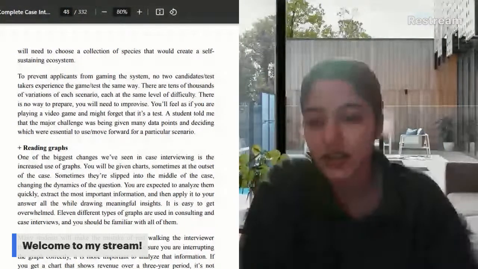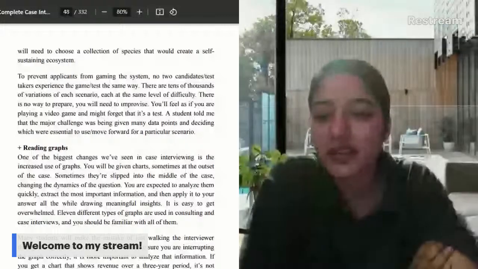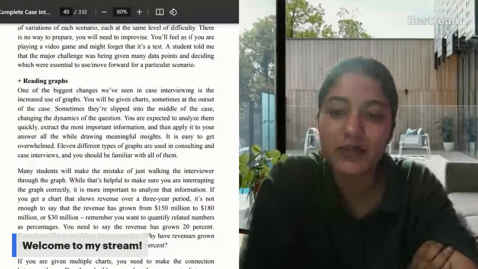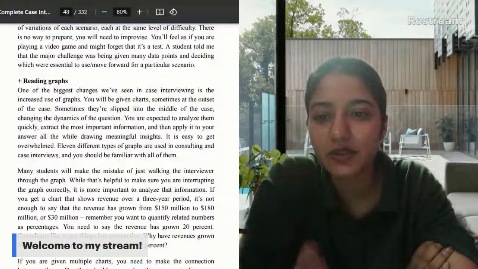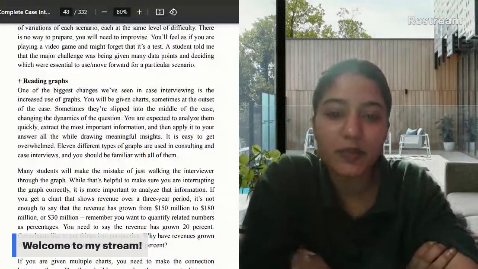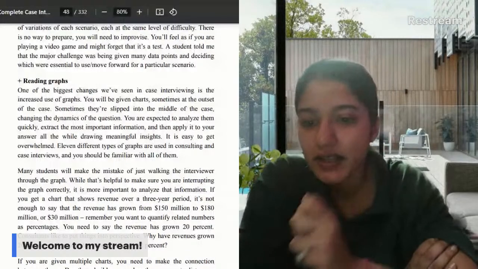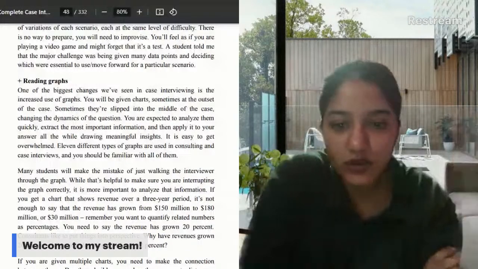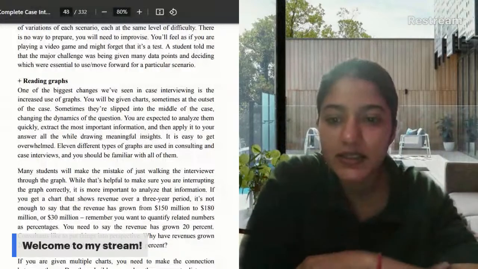One of the biggest changes we've seen in case interviewing is the increased use of graphs. You would be given charts, sometimes at the outset of the case, sometimes slipped into the middle of the case, changing the dynamic of the question. You are expected to analyze them quickly, extract the most important points, and then apply them to your answer, all while drawing meaningful insights. It is easy to get overwhelmed.